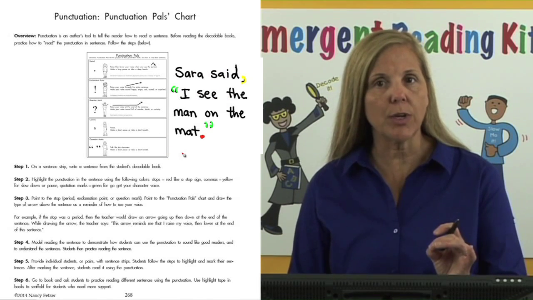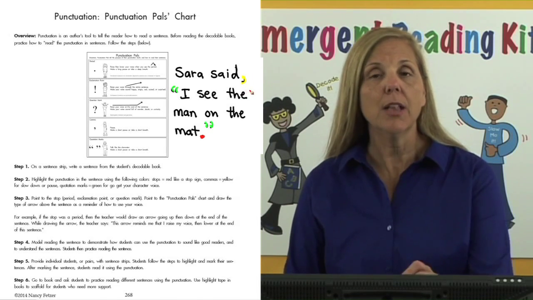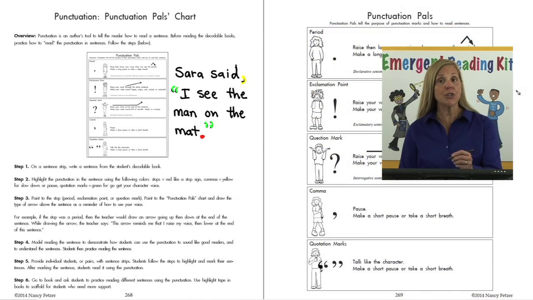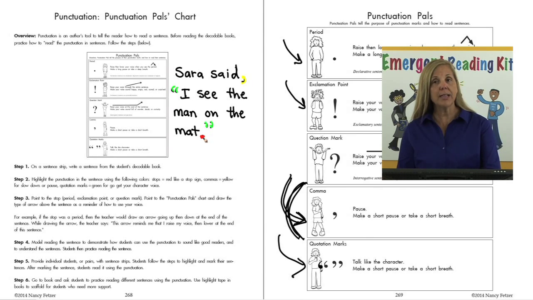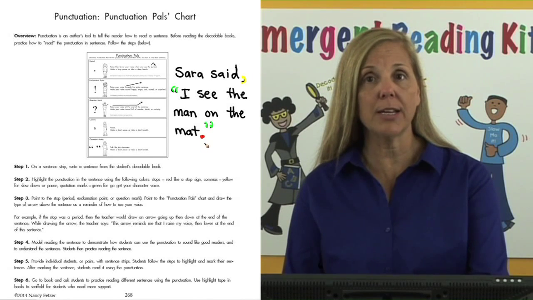Next, on that sentence strip, the teacher is going to highlight the punctuation. I'm putting a yellow for the comma. The comma means slow down, pause. As the teacher says slow down, she should also be pointing at the Punctuation Pals chart showing the comma girl. Next, I see the green. That means get ready, change to your character voice, and the red is color-coded as a stop. A stop can be an exclamation mark or a period or a question mark. In this case, in our sentence, we have a period.